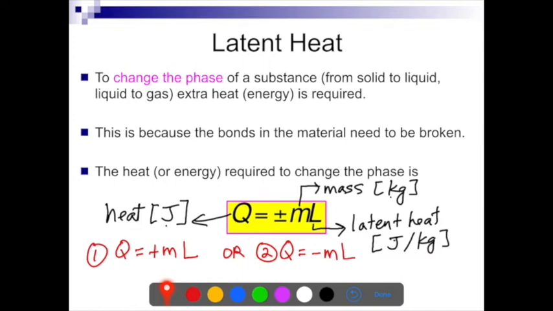In the second form, Q is equal to negative ml. Negative here means that energy is taken out of the object or of the material so that it undergoes a phase change. An example here will be freezing of water. When water is frozen, we're actually taking out energy, and the temperature of water decreases, and that corresponds to this negative sign here. The transfer of energy is out of the material or taken out of the object.